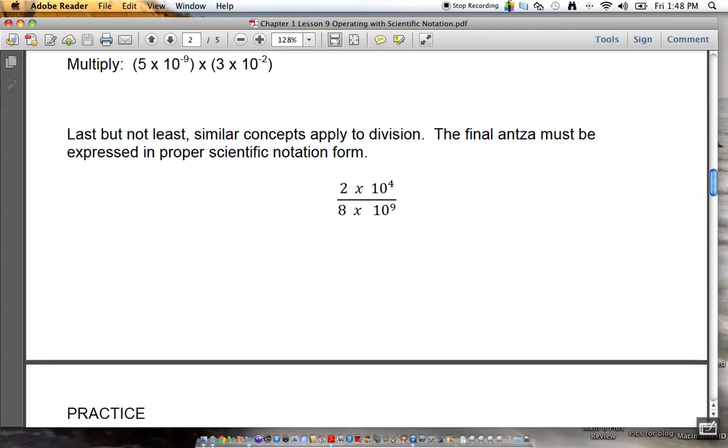5 times 3, talk to me. 15. Times 10 to the what? Negative 11. Negative 11. Well, now then you have to change it again. Yes. Yeah, you have to.